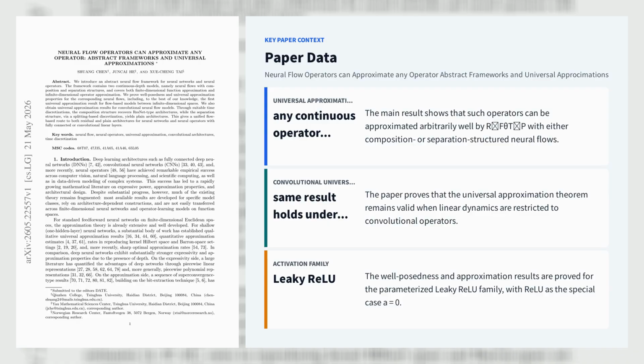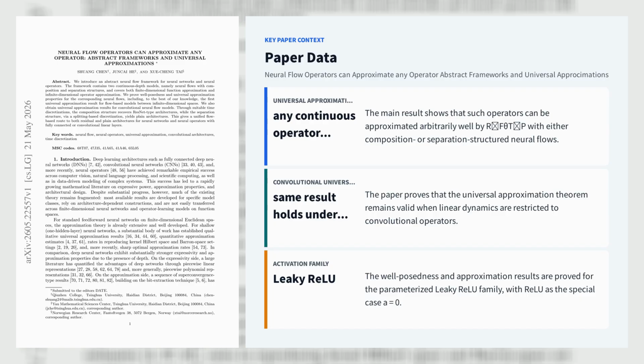Let's explore the second paper. Neural flow operators can approximate any operator: abstract frameworks and universal approximations. This paper introduces an abstract neural flow framework that unifies finite dimensional neural networks and infinite dimensional neural operators in a single Hilbert space formulation.